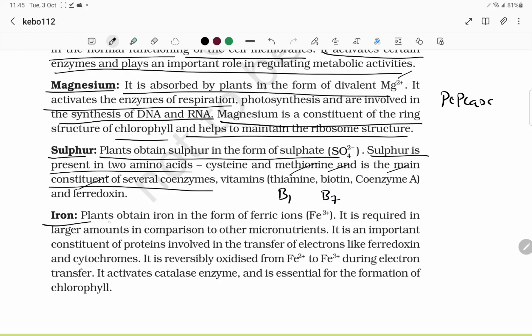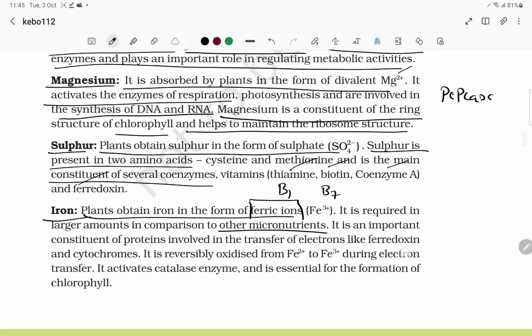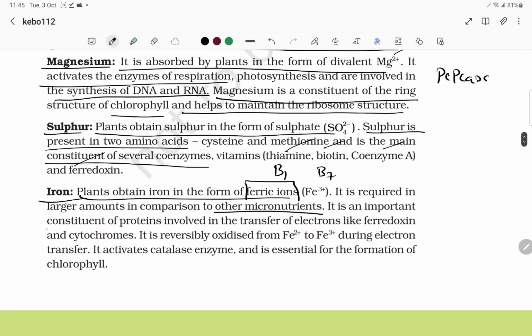Iron. Iron is obtained as ferric ions. It is required in larger amounts compared to other micronutrients. We need more of iron only. It is an important constituent of proteins involved in transfer of electrons, like ferredoxin and cytochrome. It is reversibly oxidized from Fe2 plus to Fe3 plus during electron transfer. It activates the catalase enzyme. It is essential for the formation of chlorophyll.